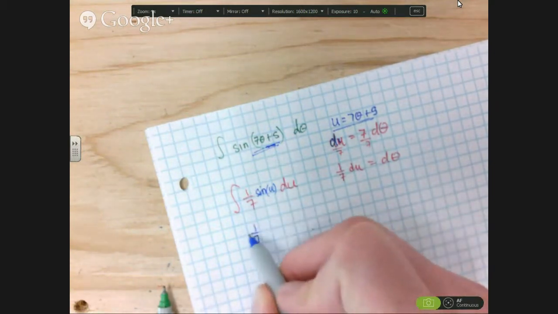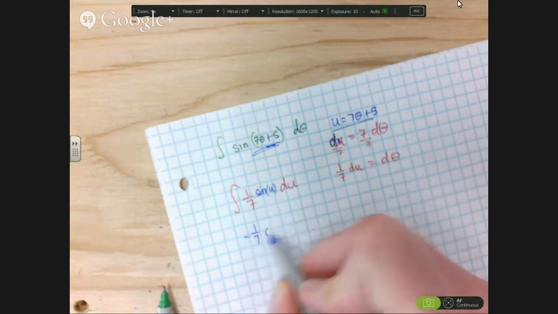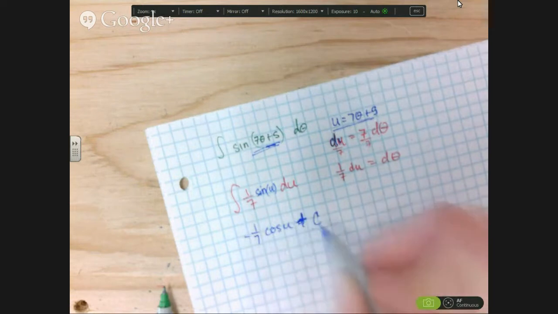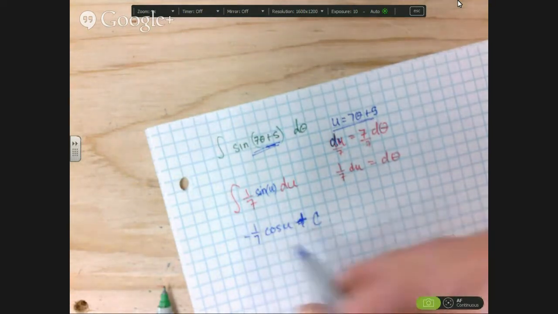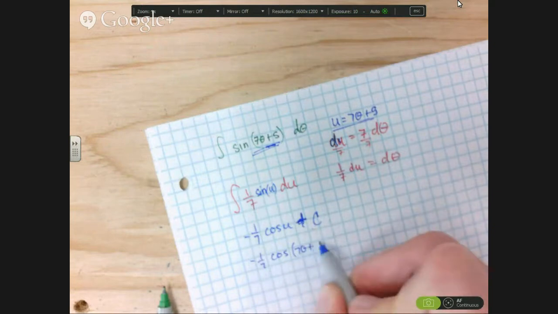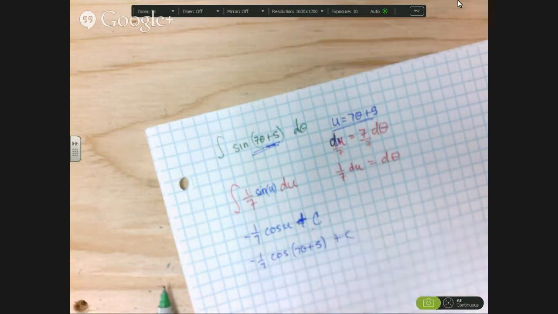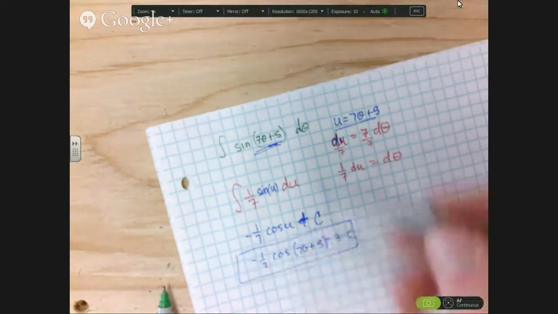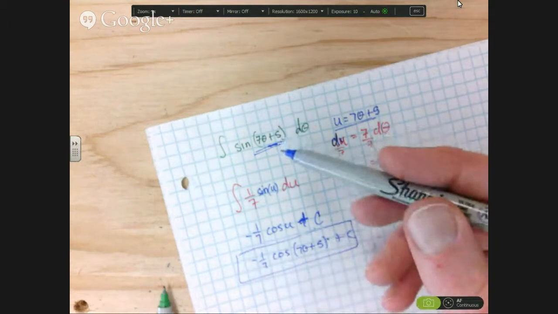One seventh, and that's negative cosine is the integral, plus c. Substitute u back in, so you get negative 1/7 cosine of 7 theta plus 5. Let's see. And again, if you take the derivative of this, you're going to end up back at the integral.